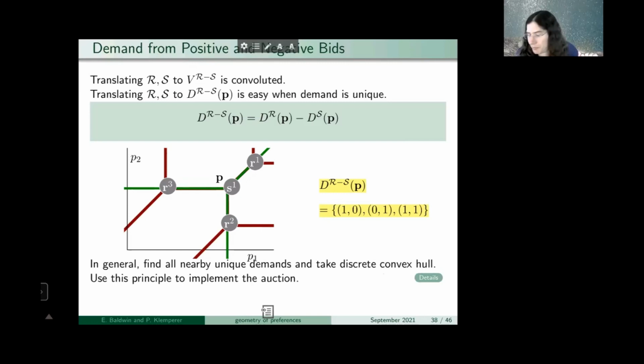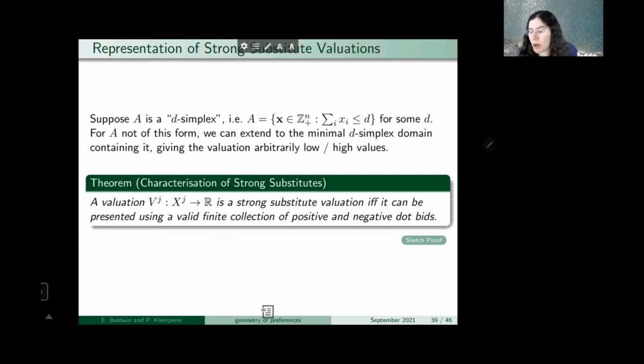So the representation theorem then is that let's suppose that we start with a nice domain of evaluation, or what we call a simplex, which just has this form. The number of units of each good is less than or equal to d for some d. So that gives you a simplex with edges of length d. Let's suppose we are of that form. Then a valuation is a strong substitute valuation if and only if it can be presented using a valid collection of positive and negative dot bids.